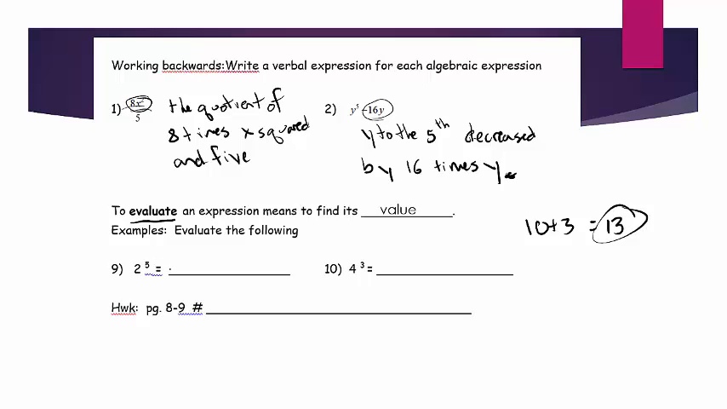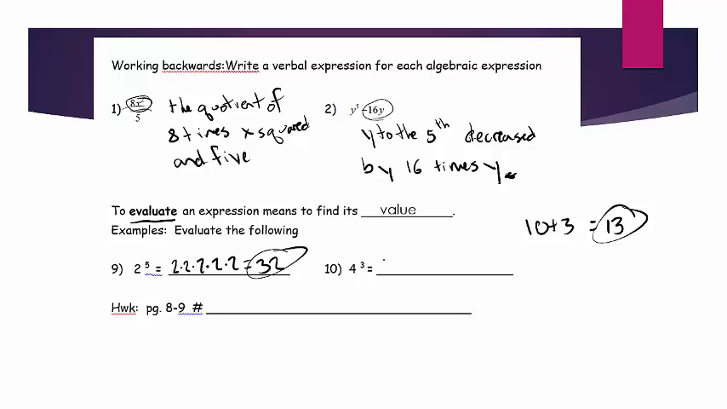So we're going to evaluate 2 to the 5th, which is 2 times 2 times 2 times 2 times 2. And then we just do mental math. 2 times 2 is 4. 4 times 2 is 8. 8 times 2 is 16. 16 times 2 is 32. So if you just did 2 times 5, that's 10. That's smaller than 32. There's no way that can be right.